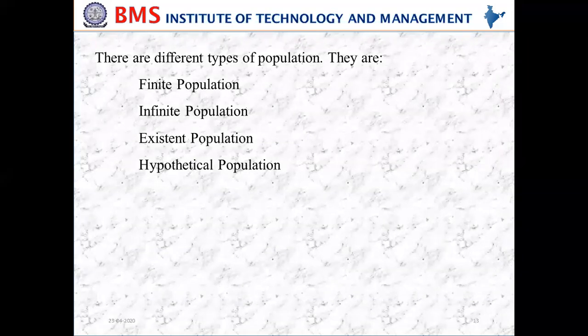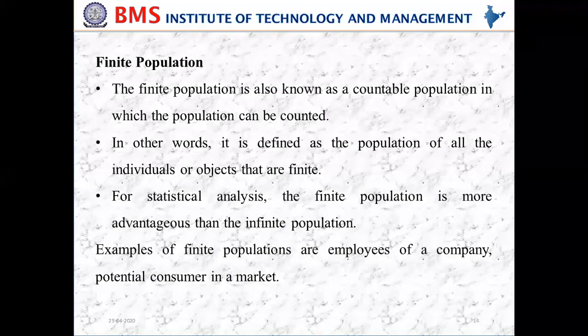We have a finite population, an infinite population, an existent population, and a hypothetical population. So what is a finite population? The finite population is also known as a countable population, in which the population can be counted. We know the number exactly. In other words, it is the population of all the individuals or objects that are finite.